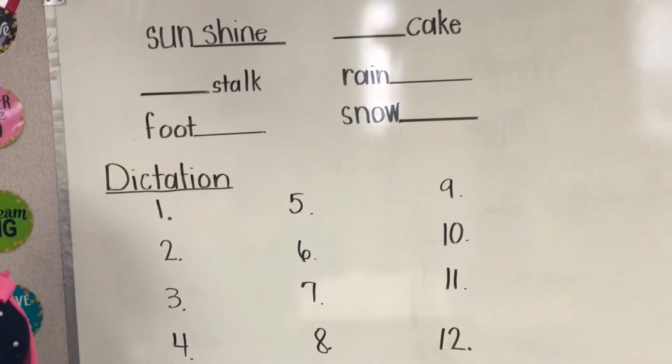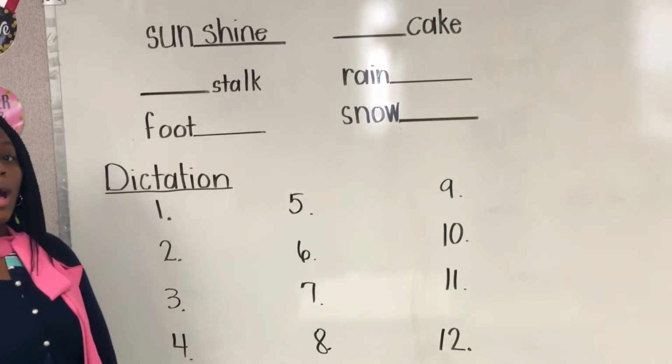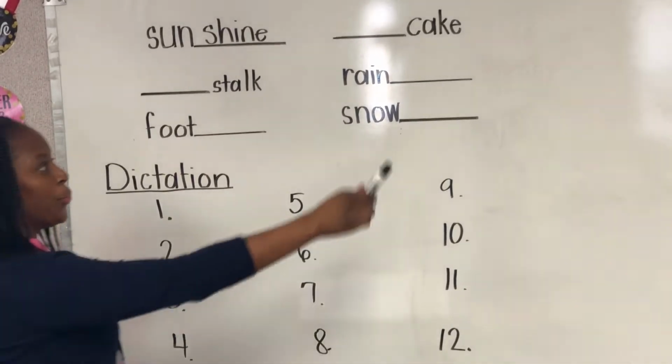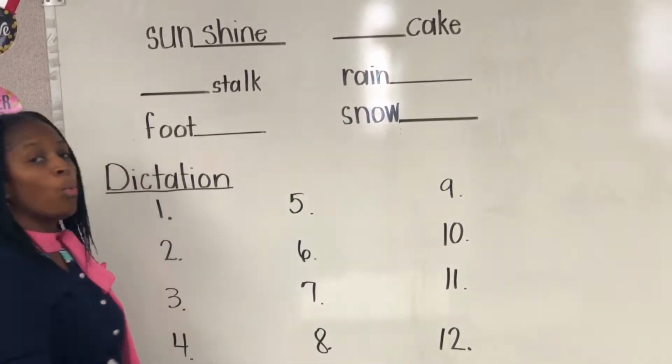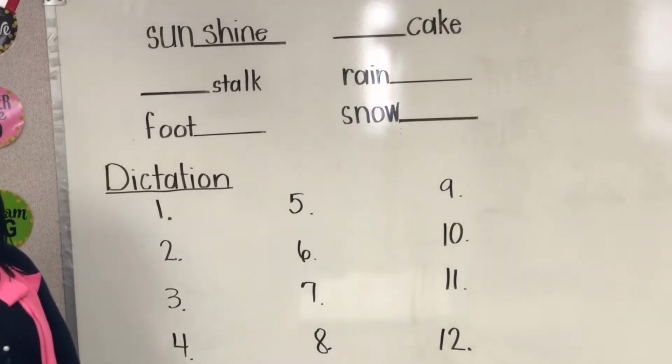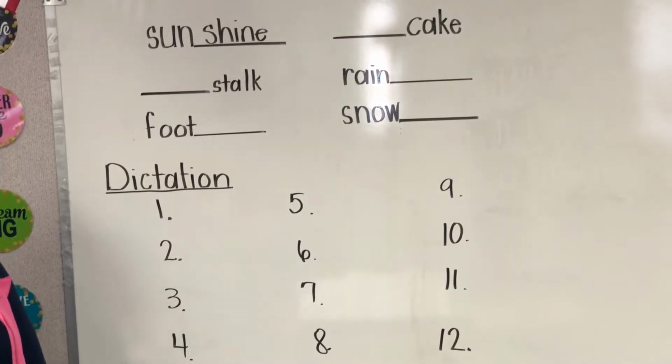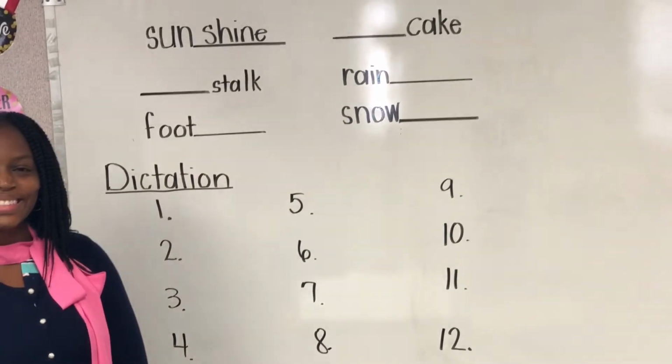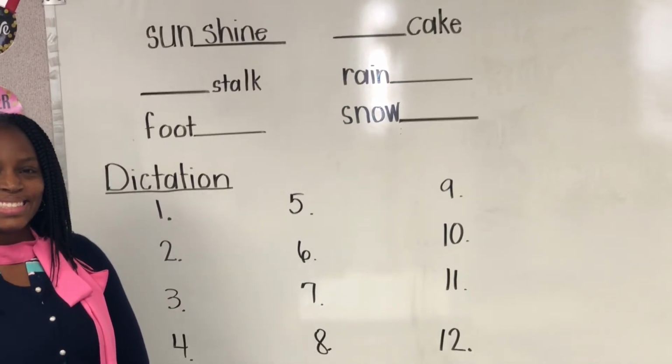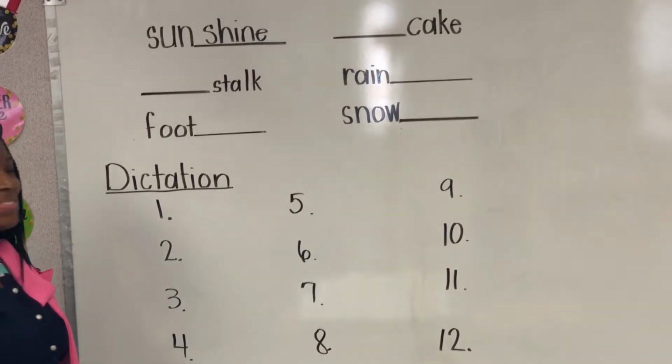Let's take a look at our next word. Our compound word ends with the word cake. What word can I add to cake to make a compound word? Cupcake.